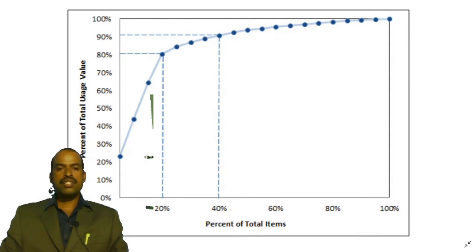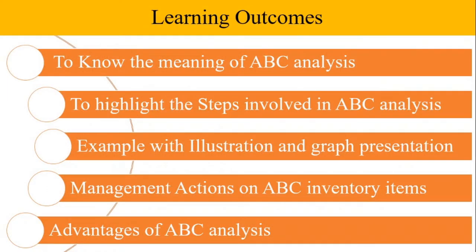The learning outcomes of ABC analysis are that the students are able to understand the meaning and steps involved in ABC analysis and the management actions on ABC category items. This is also going to be explained through some illustrations, and finally the students are going to learn the advantages of ABC analysis.